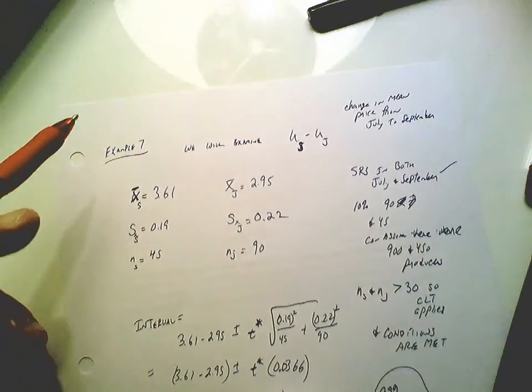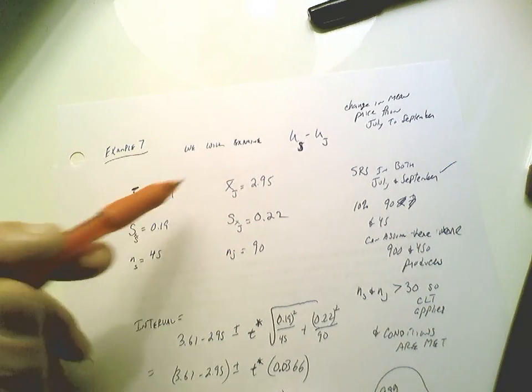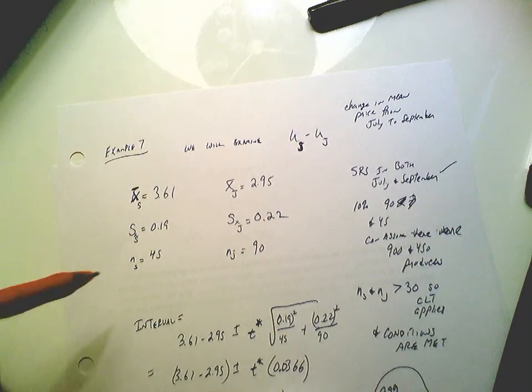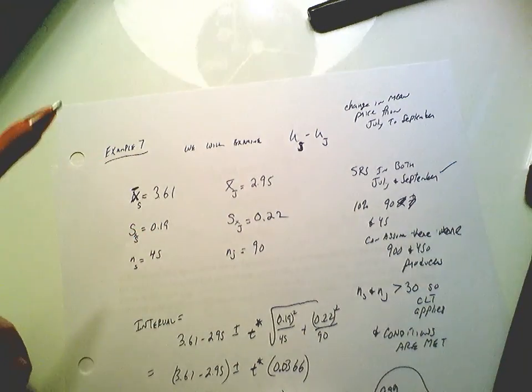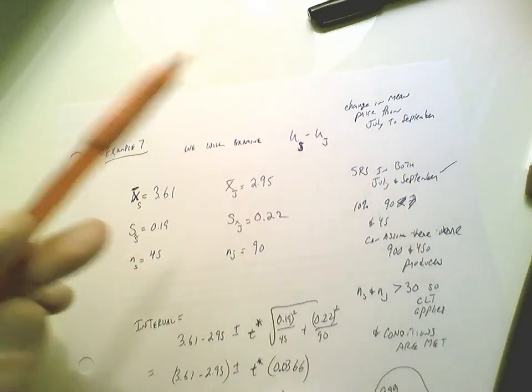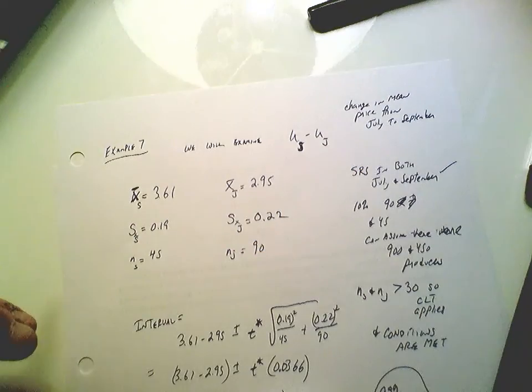So I've gone ahead and built my parameters. Here's the mean for September, the mean for July, the sample standard deviation for the respective months, and the respective sample sizes in both go-arounds. What else do I want to check? Do I have SRSs in both? I sure do, according to the problem.